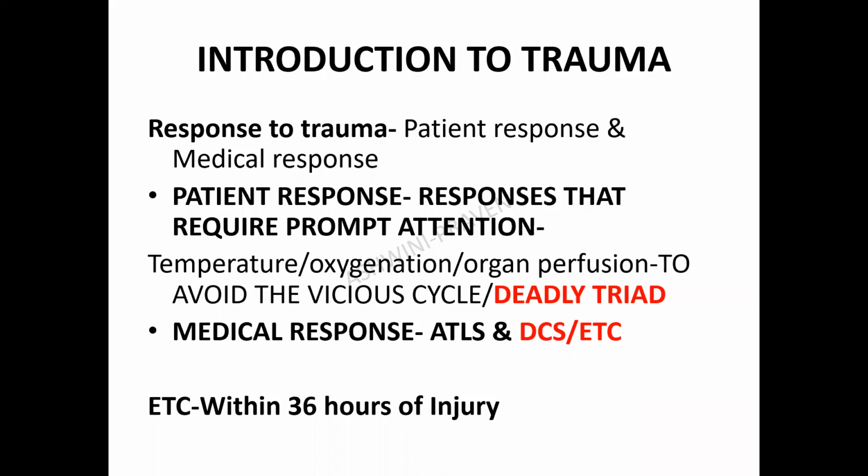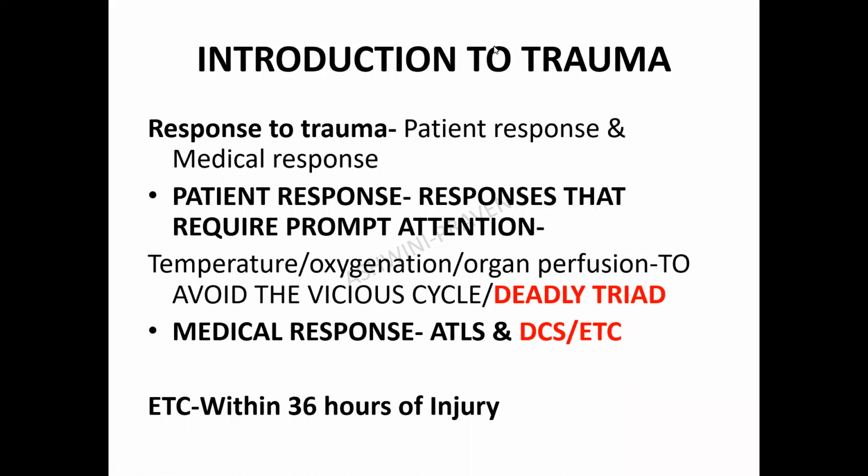So what is damage control surgery and what is early total care? That difference we'll be seeing now. So early total care is doing the definitive treatment for whatever the cause may be, whether it is a ruptured abdominal organ or a fracture. If you are able to do the definitive surgery within 36 hours of injury, it is called early total care. I repeat, whatever the mode of injury, whatever the diagnosis, if you are able to do the definitive repair.